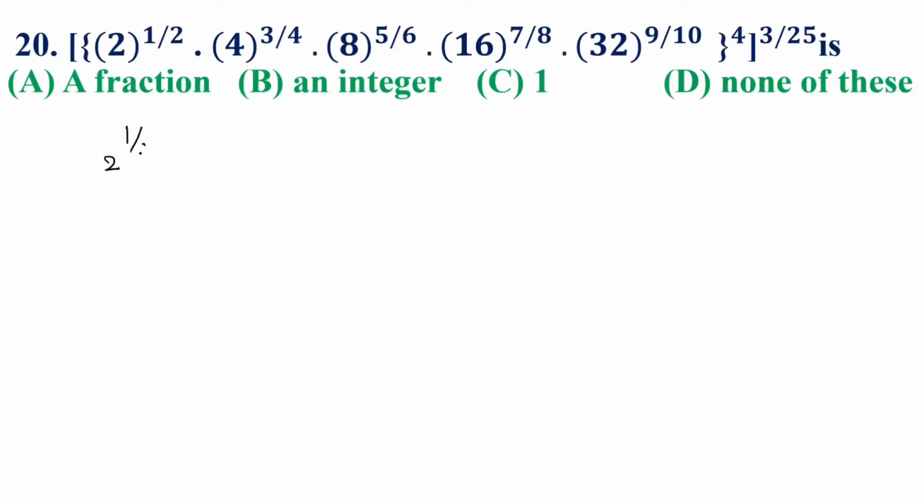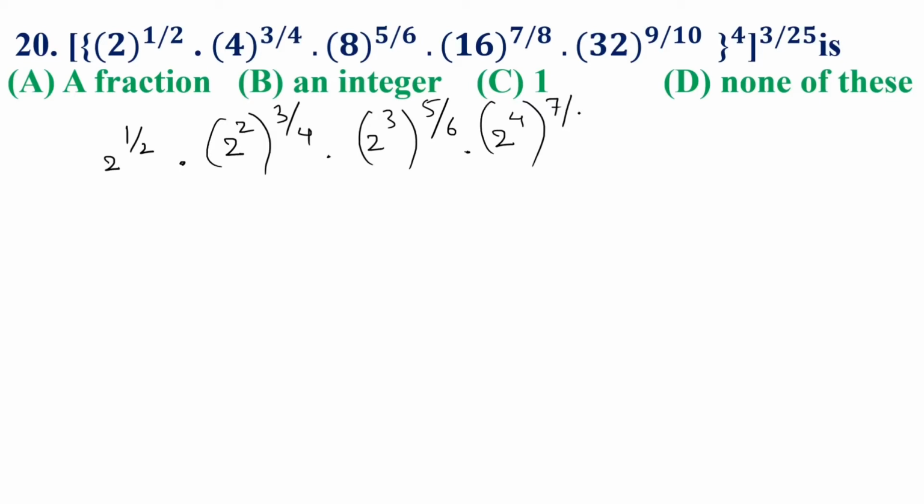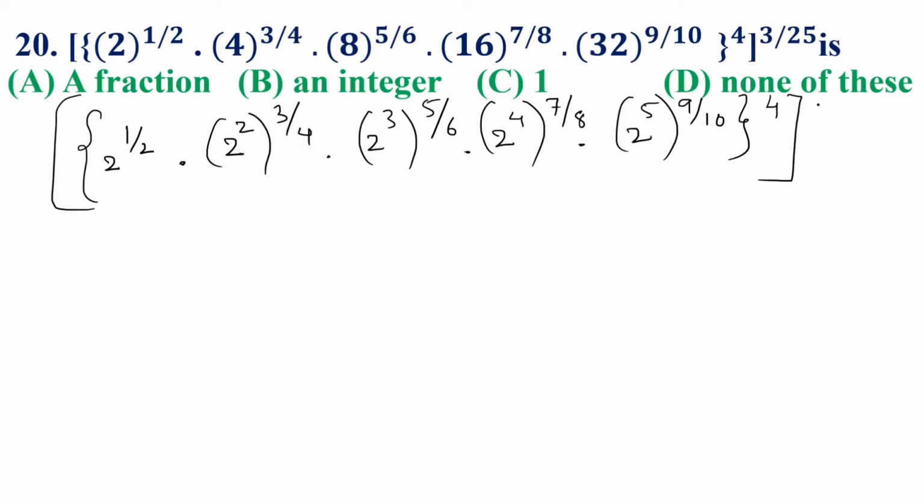2 to the power of 1 by 2 will be the same. And this can be written as 2 square, so 2 square 3 by 4, 2 cube 5 by 6, next 2 to the power of 4 7 by 8. I am taking in the form of 2. 2 to the power of 5 9 by 10. Next 4, then 3 by 25.